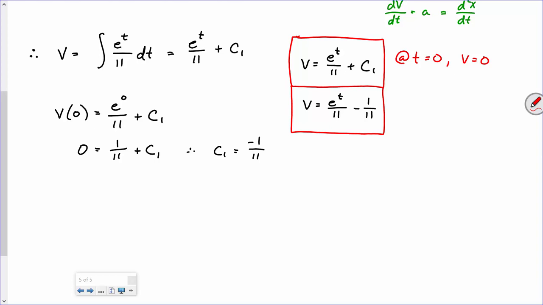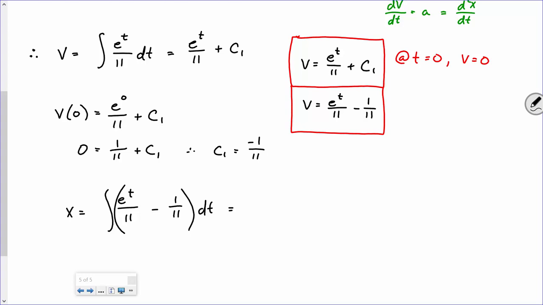Now, the problem wants the position. So that means we've got to take this whole process and do it again. So for position, x equals the integral of e to the t. Whoa, what am I doing? I keep getting ahead of myself. We have to integrate that, right? So the integral of e to the t over 11 is e to the t over 11.